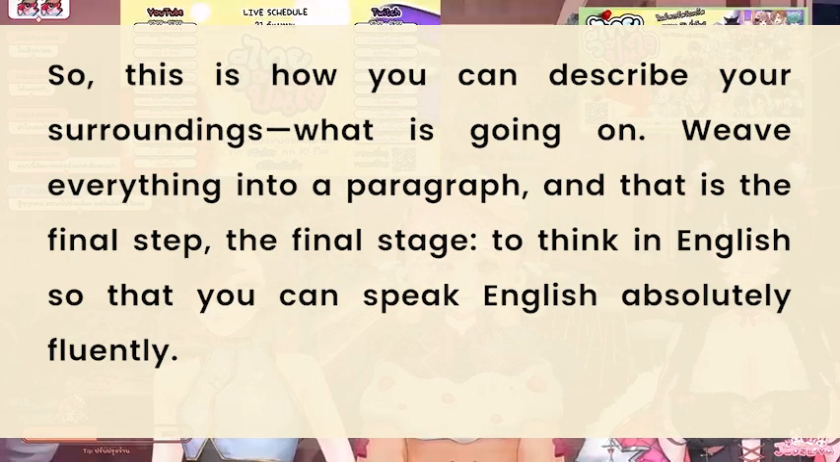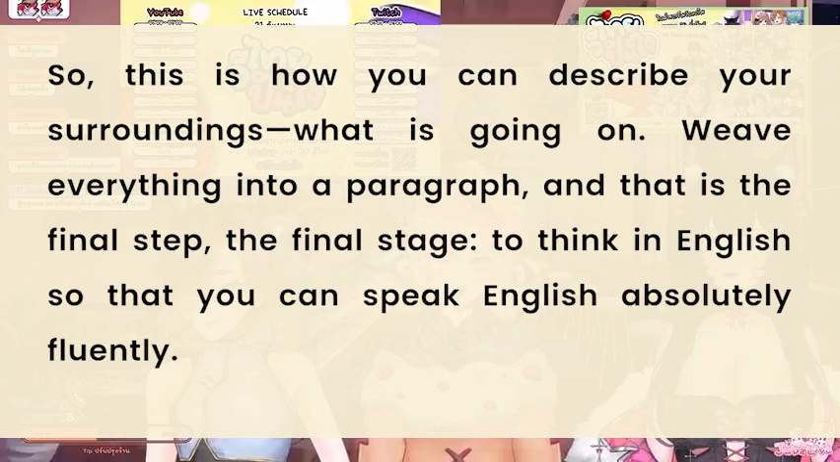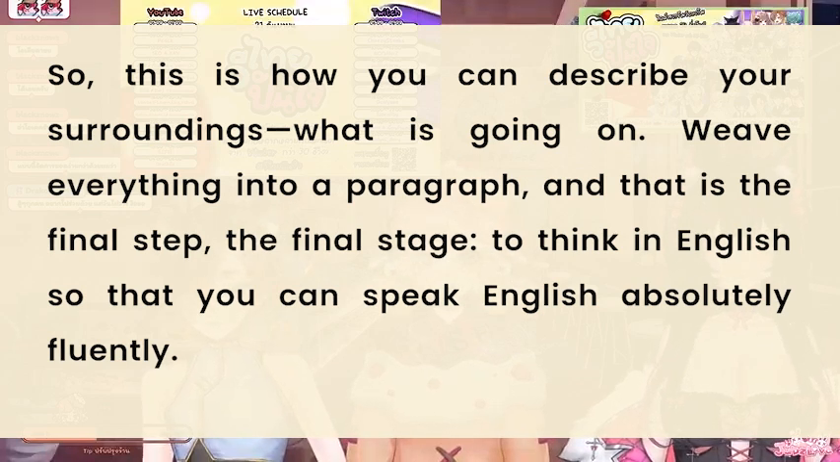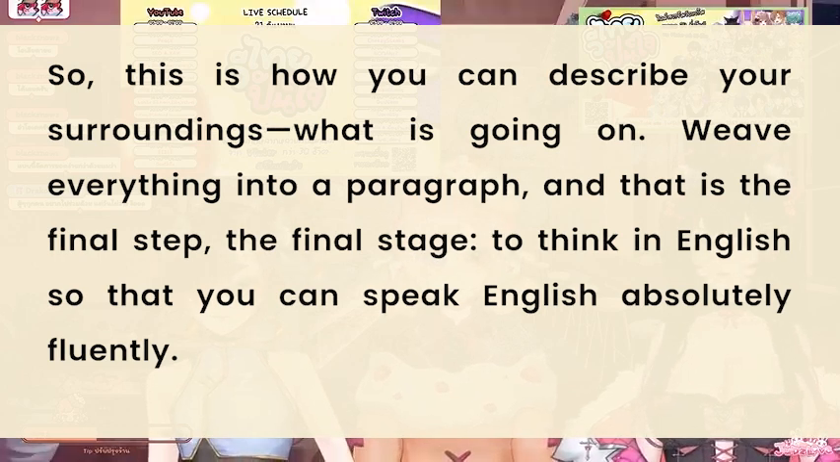So this is how you can describe your surroundings. What is going on? Weave everything into a paragraph. And that is the final step, the final stage. To think in English so that you can speak English absolutely fluently.